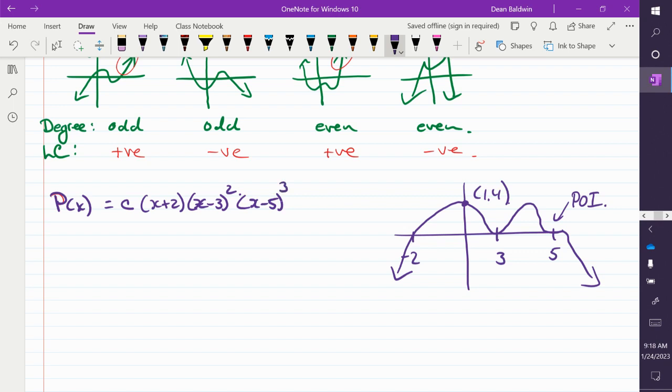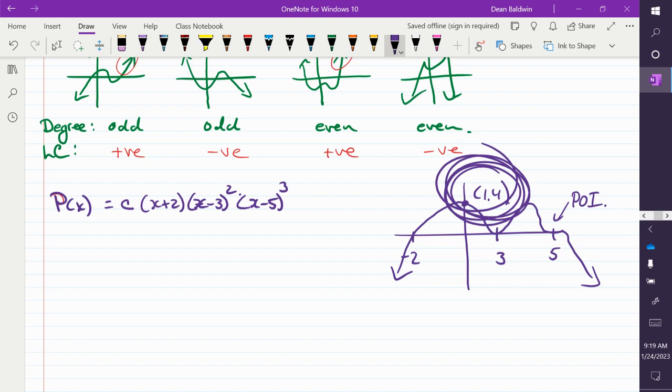All right. What do we do to solve for the leading coefficient? Plug in your x and y values, right? Don't plug in the intercepts, right? Because if you plug in the x-intercepts, you just get zero. How can that be 1, 4?